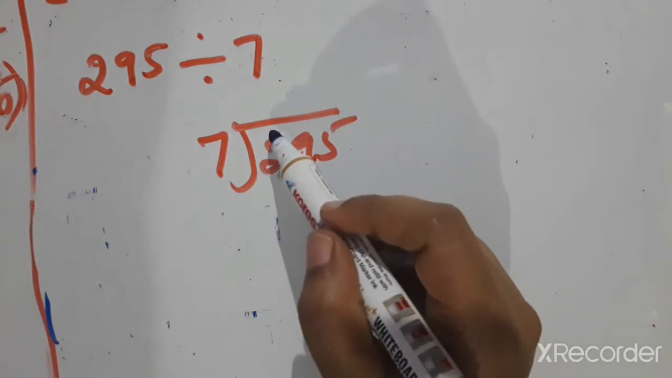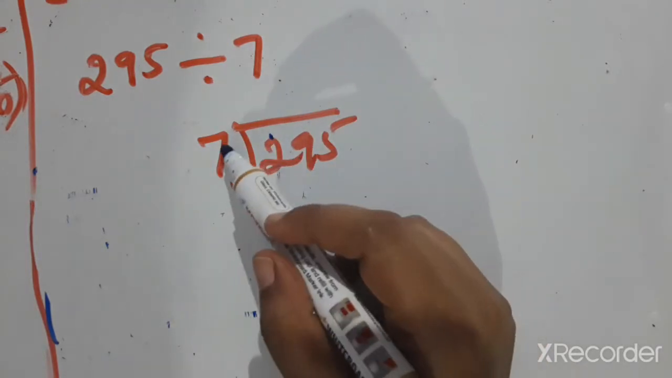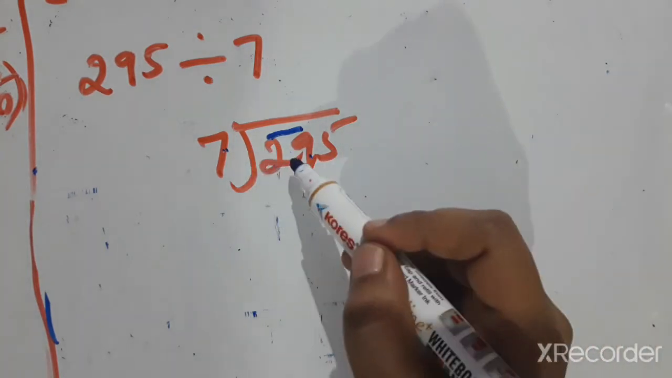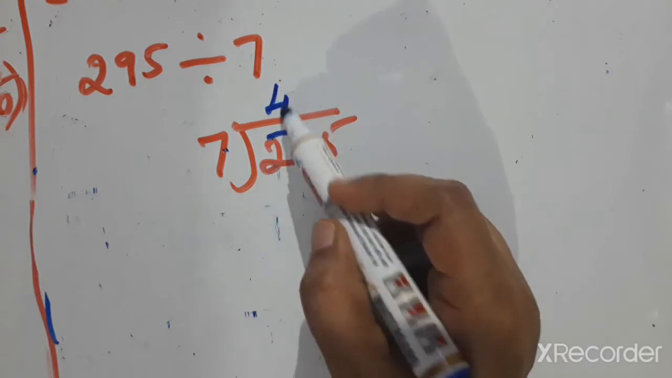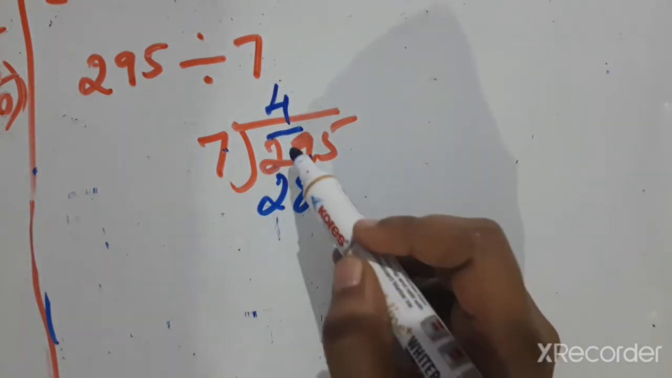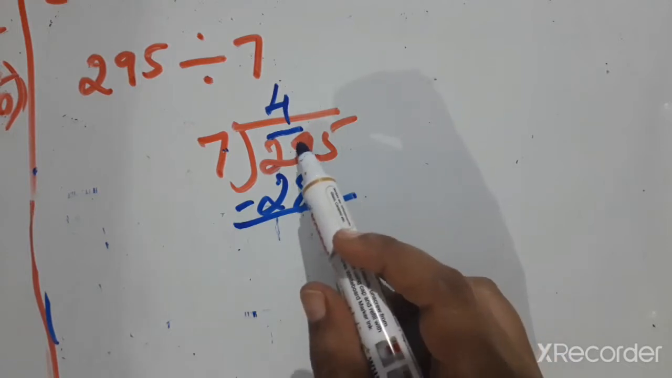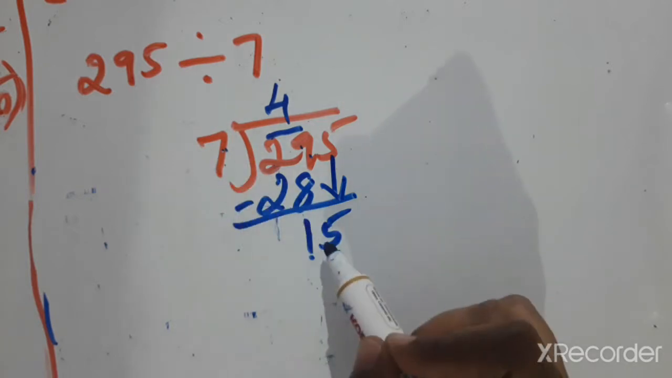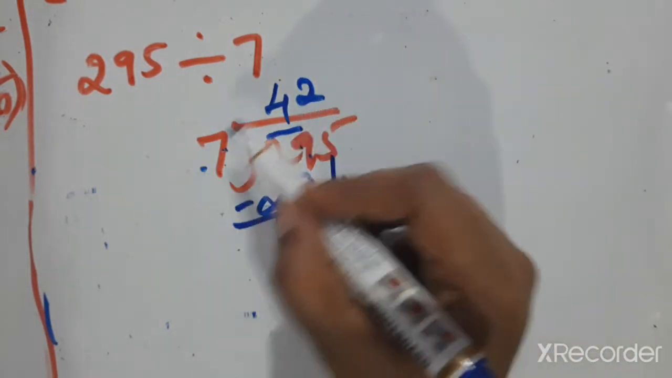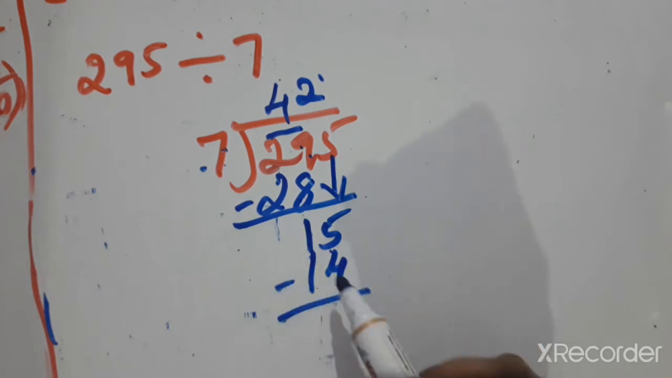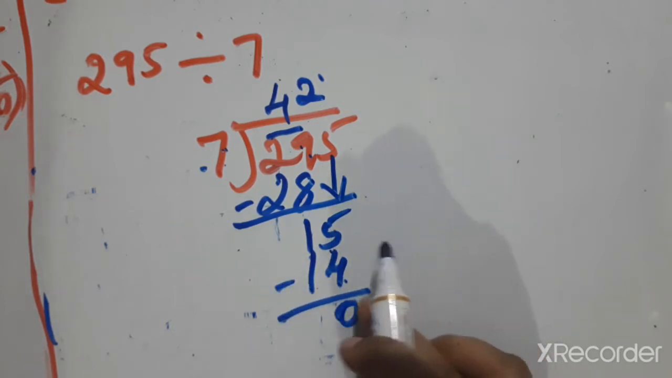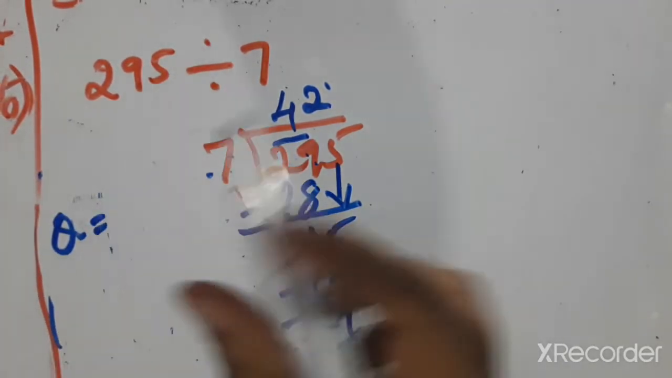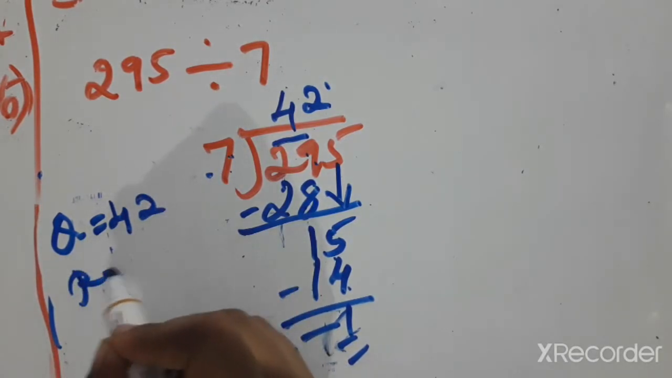Now whether we can consider 2? No, because 2 is less than 7, so we should take two digits, 29. 7 how much are nearer to 29? 7 fours are 28, 7 fives are 35, which is greater than this number. 7 fours are 28 is the nearer one. Now 29 minus 28 is 1, and bring this 5 down, 15. 7 how much are nearer to 15? 7 twos are 14. 15 minus 14 is 1. So the remainder is 1. The quotient is 42 and the remainder is 1.